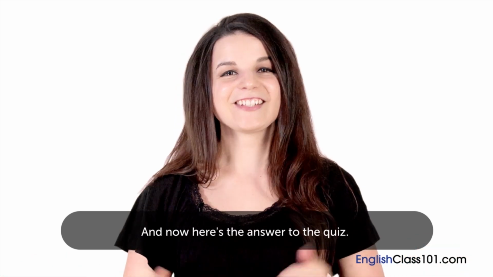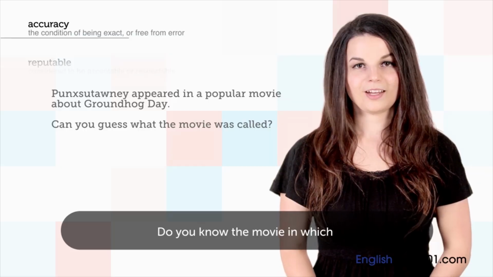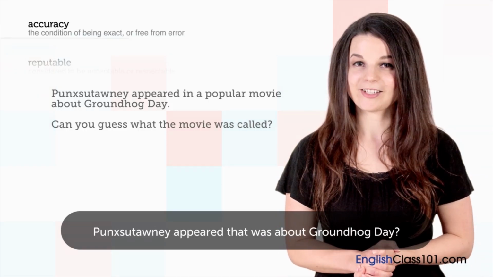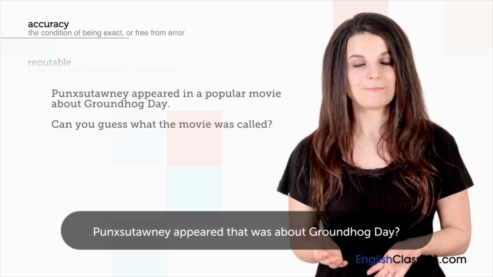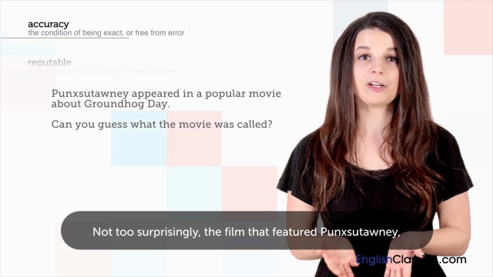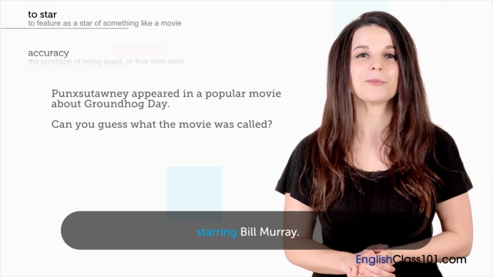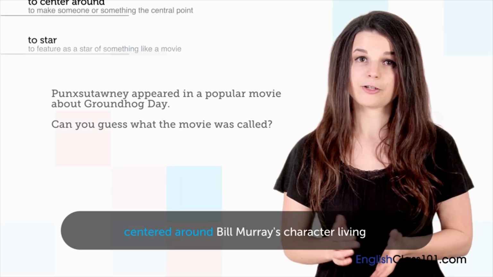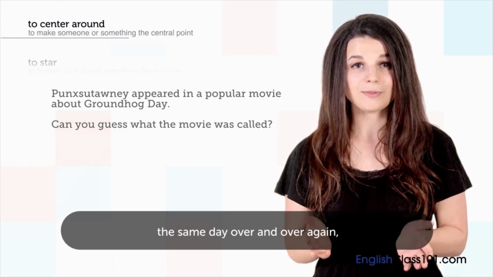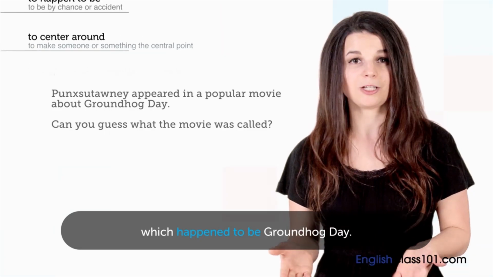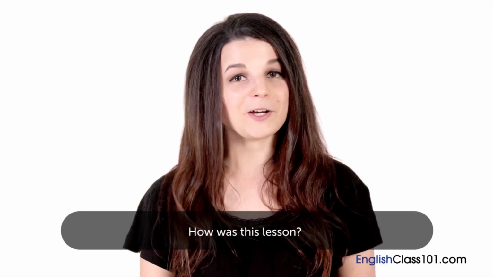And now, here's the answer to the quiz. Do you know the movie in which Punxsutawney appeared that was about Groundhog Day? Not too surprisingly, the film that featured Punxsutawney, Pennsylvania was called Groundhog Day, starring Bill Murray. The film's plot centered around Bill Murray's character living the same day over and over again, which happened to be Groundhog Day.